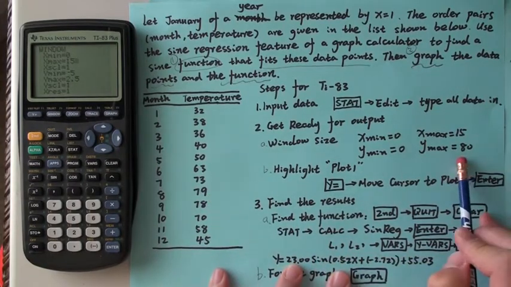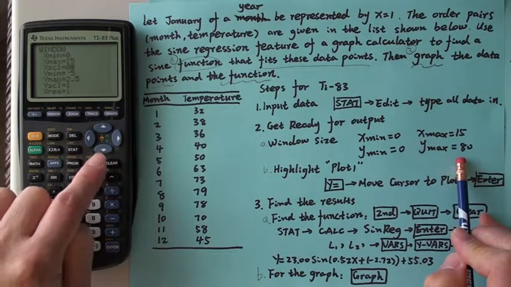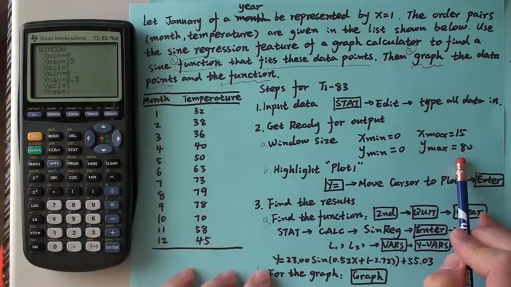So here it is 0. No, this is for scale. And here is 0, and then down here is 80. All right?